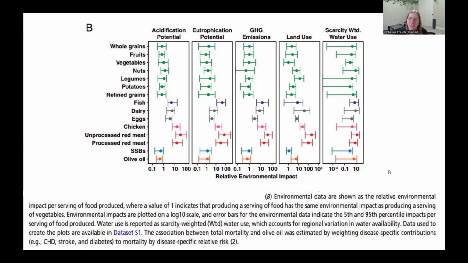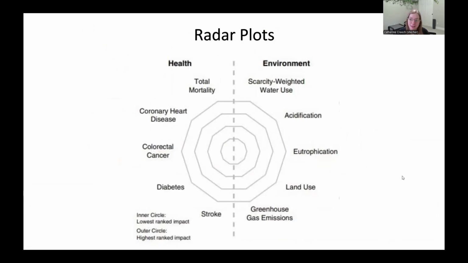And then lastly, this article has another way to think about this data, and that's using radar plots. I love a radar plot. They're not common enough, in my opinion. Here is how a radar plot works.